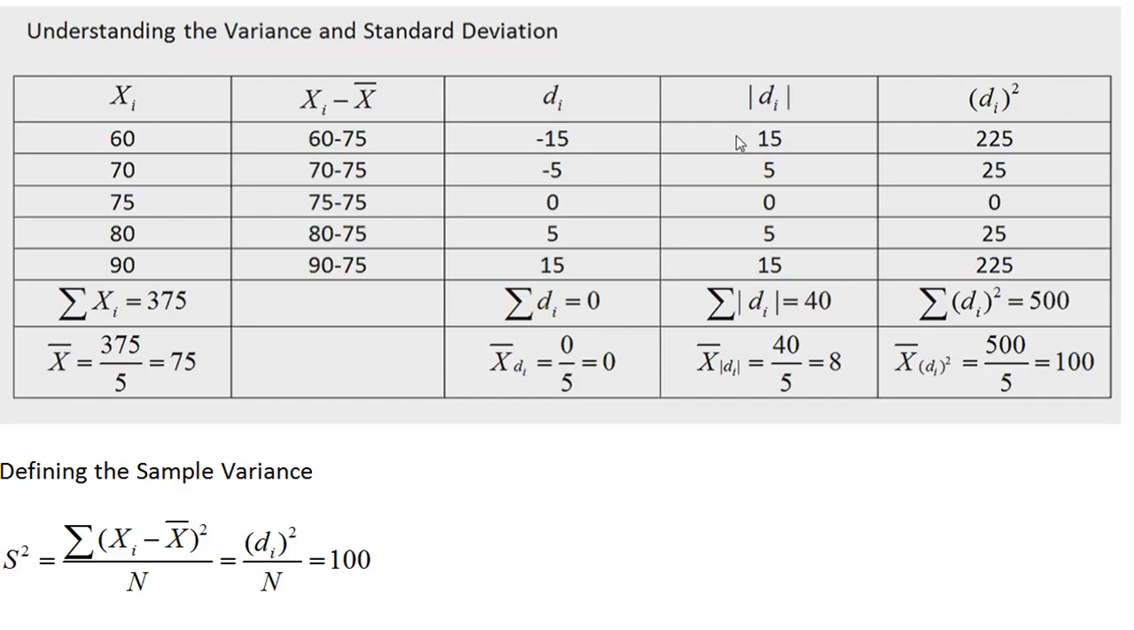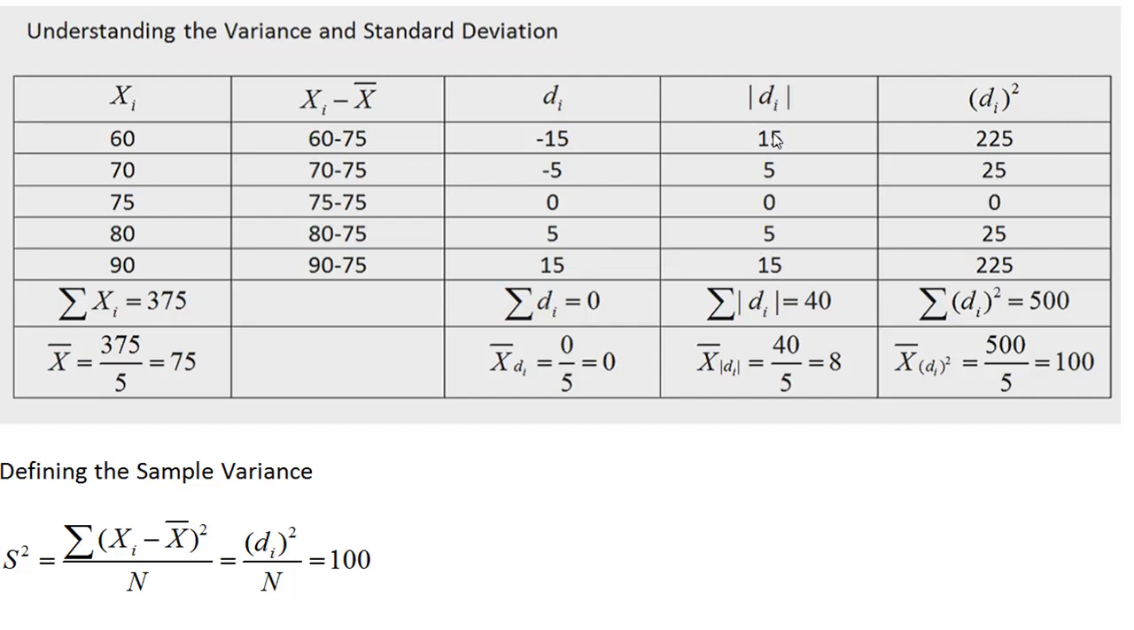So how about I take the absolute value of the deviations? Remember, taking the absolute value means you're going to remove the sign. You're going to ignore the sign and just focus on the magnitude of the number. So the absolute value of negative 15 is 15. I've simply removed the negative sign. The absolute value of negative 5 is 5. What's the absolute value of 0? It's 0. Absolute value of 5 is 5, and so on.